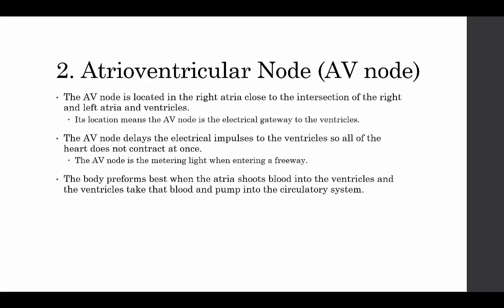The SA node is sending that car up the on ramp. The AV node holds that car until the ventricles are ready to receive the car, and then as soon as the ventricles are ready to receive the car, it turns the light green and the signal moves on into the ventricles. And of course it does this because the body performs the best when the atria shoot the blood into the ventricles, and then the ventricles pump the blood into the circulatory system.